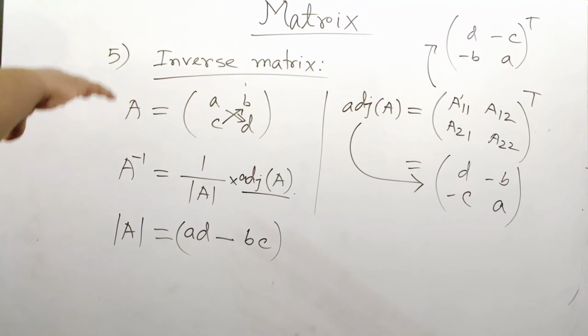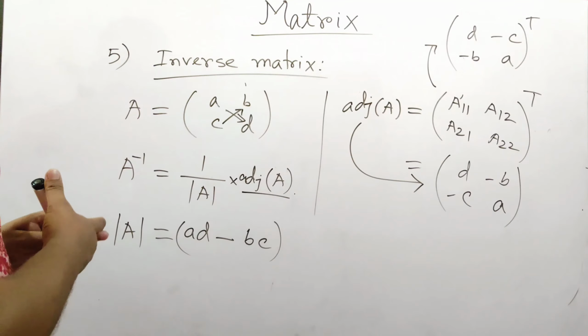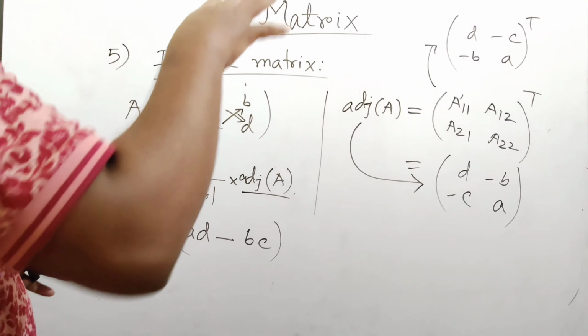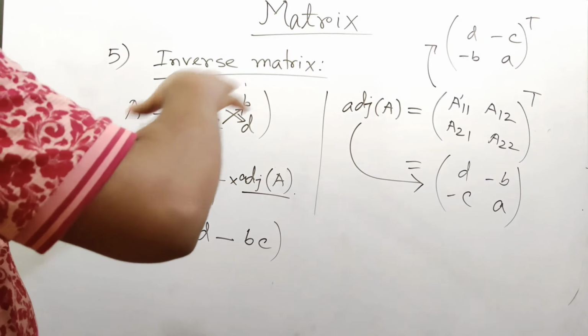But look at it, it's a long process. So when you find this at your exam, I think it will take more time. That's why, by using a trick, you can easily find the inverse of this matrix. So what is the trick?